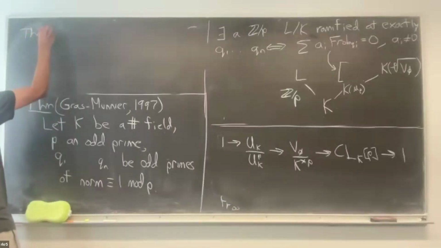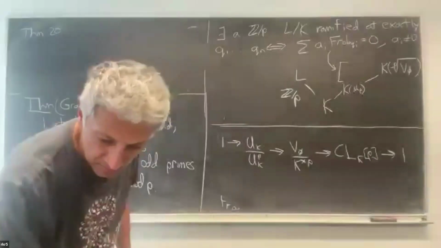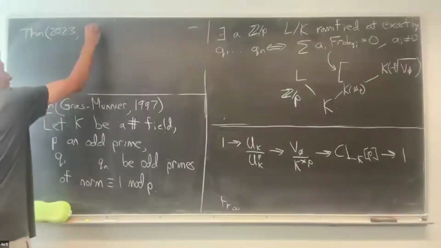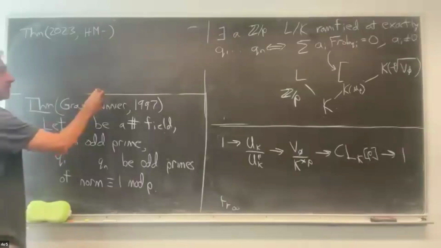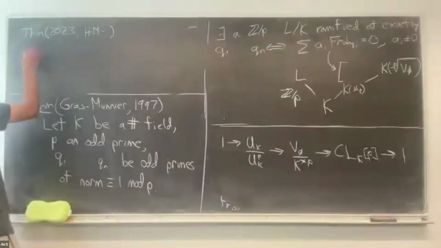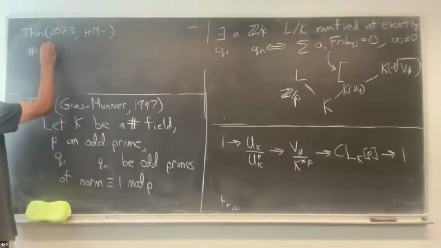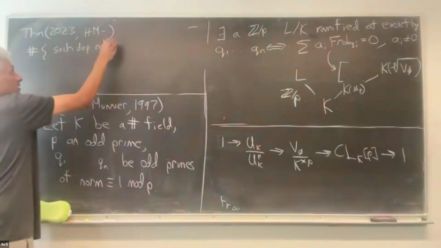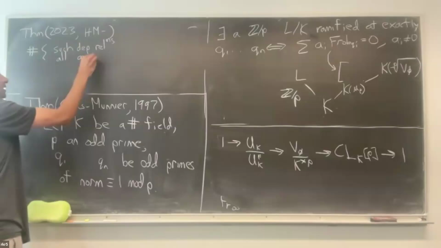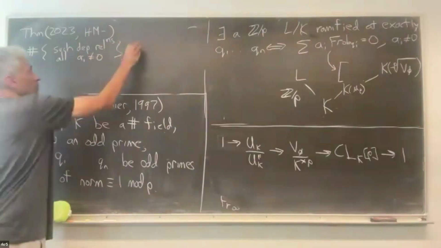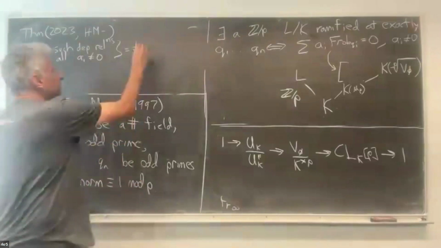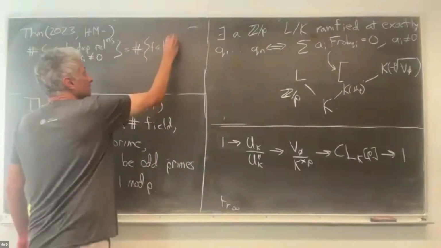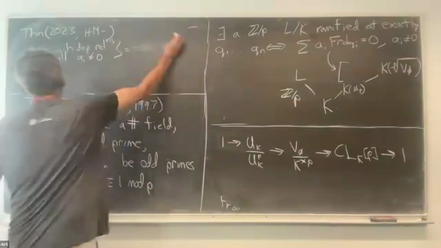In, when was this? 2023. With Hajir and Meir, we proved that the cardinality of the set of such dependence relations where all the coefficients are non-zero equals the cardinality of those F in, I'll write it down here.